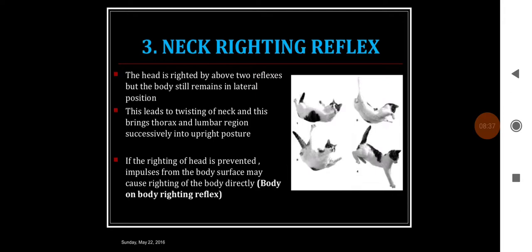Neck righting reflexes. The head is righted by the above two reflexes, but the body still remains in the lateral position. So this leads to twisting of the neck, and this brings the thorax and lumbar region successively into upright posture. If the righting of the head is prevented, impulses from the body surface may cause righting of the body directly, that is body on body righting reflex.